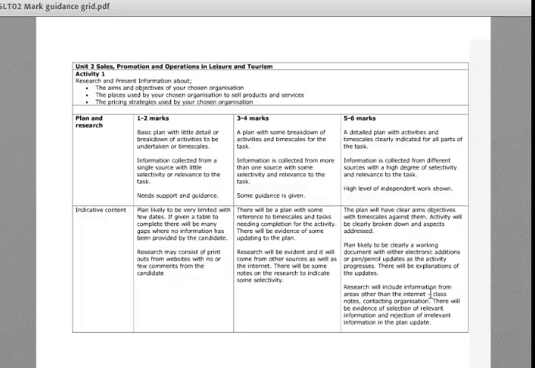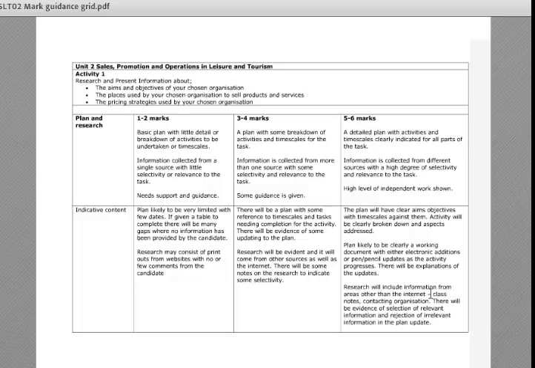Now, underneath that, we've added another column, which is indicative content. So for each part of each activity, we've tried to break down what we would anticipate seeing if we were to award those marks. So you can see that in a plan, if you were going to award 3 to 4 marks, there'll be a plan with some reference to timescales and tasks needing completion. There will be some evidence of updating. Research will be evident and will come from other sources as well as the internet. There will be some notes on the research to indicate some selectivity.